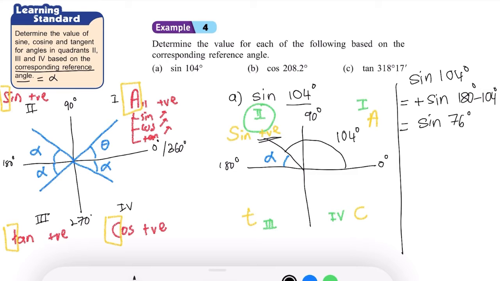And then we take our calculator and press sine, press 76, and then we press equal. Then you get the answer, 0.9703.